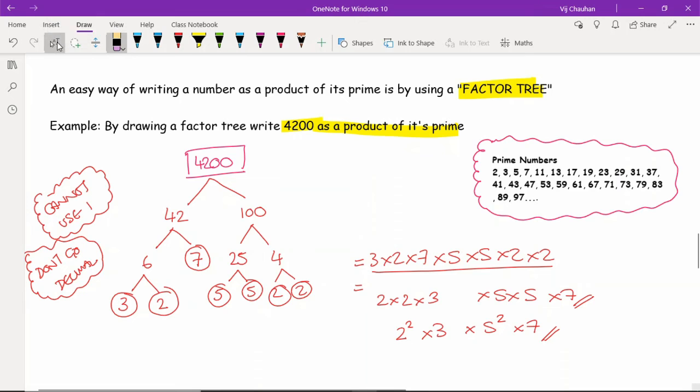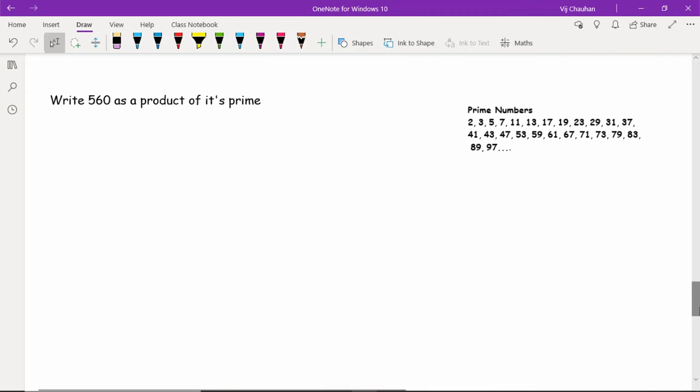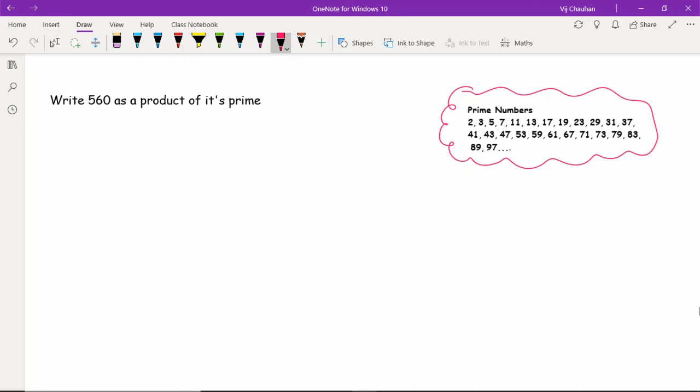So moving on to another example, let's have a look. So this time we're going to go for 560, so thankfully a smaller number, and again I've got my prime numbers handy for me to do this. I'm going to put a little box around that. So again I could go for 7 different options.